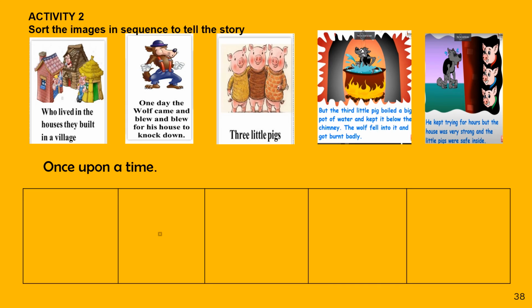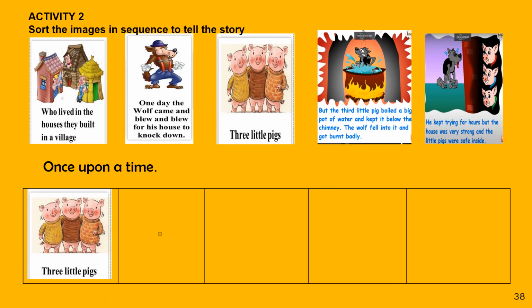Activity 2. For this one, you are going to sort the images in sequence to tell the story. Are you ready, children? What do you think is the first one? Yes, of course. The first one is the title of the story, The Three Little Pigs. For the next one, children.